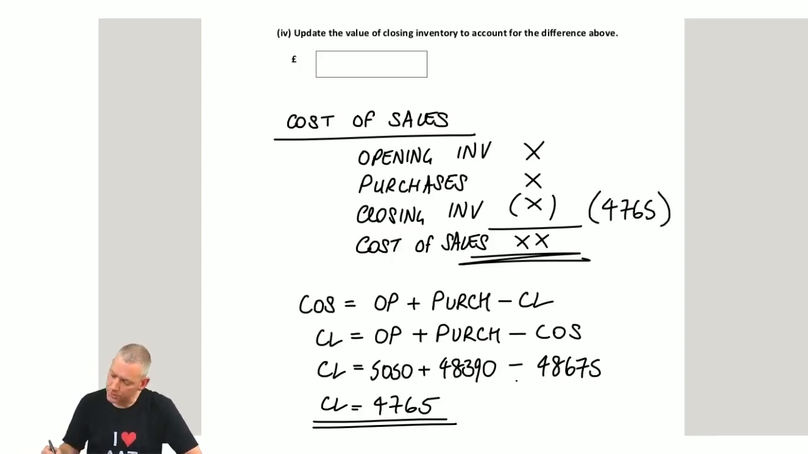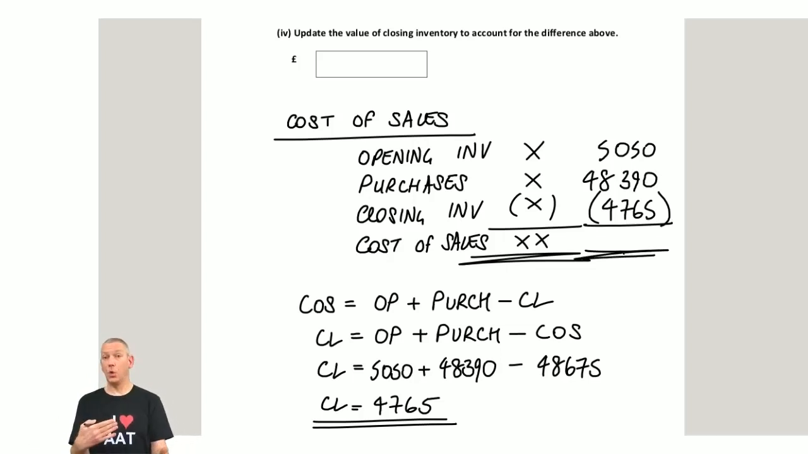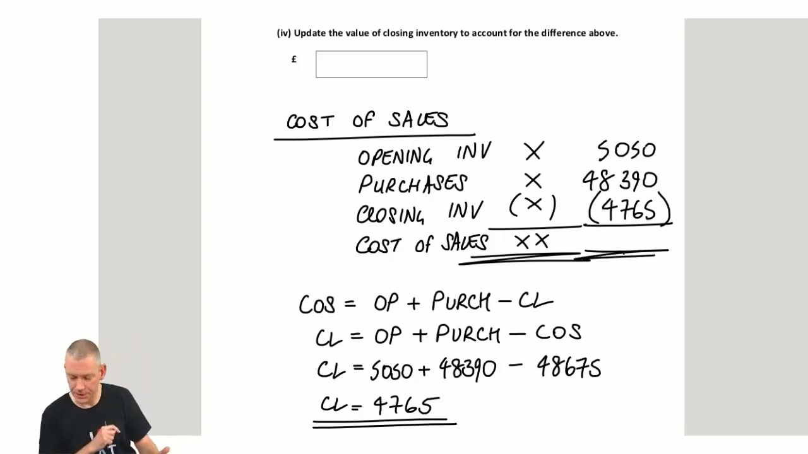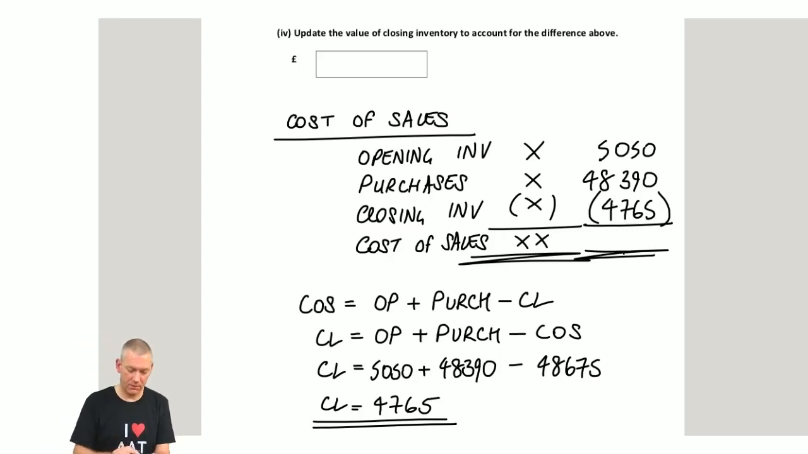The opening stock, which we sold first, is 5050. And of course, we sold most of the purchases apart from the purchases at the year end, which ended up in closing stock. So that's 48,390. And now I'm working forwards to reaffirm the cost of sales. So 5050 plus 48,390 minus 4765 equals 48,675, of course.